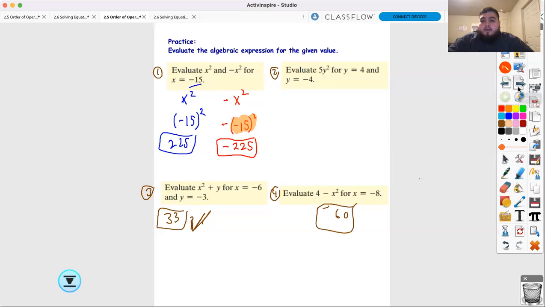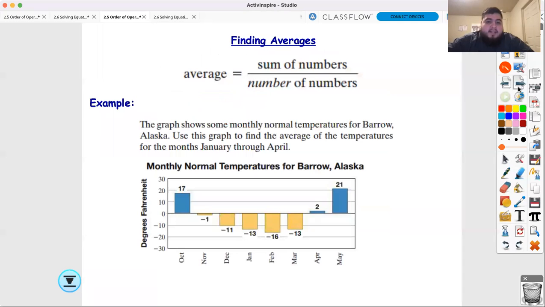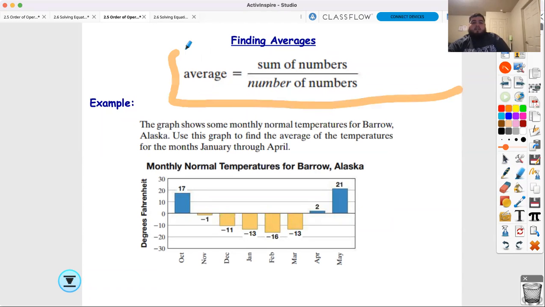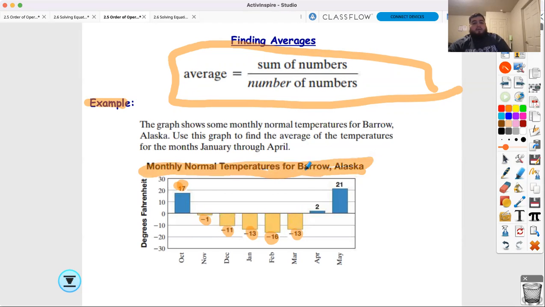All right, let's go ahead and move on. This is the last slide. I do want you to write the formula that's above here. And for the example, you can write the list of numbers out and write that it's the monthly normal temperatures for Barrow, Alaska. Then write the numbers down, and I'll work it out. I'm going to give you about 2 minutes to copy this slide.